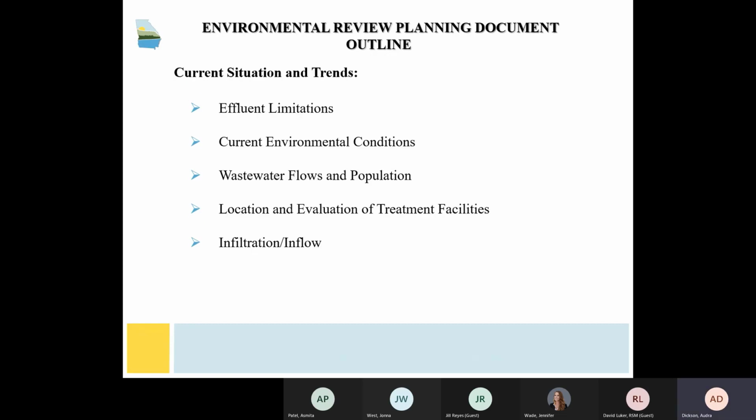The effluent limitations and the current performance of the facility, specifically if it's meeting its permit limits, should be included in the document. Actual effluent characterization and any observed trends in the effluent, current population, and how that relates to the current wastewater flows should be included in the planning document. And then if the project scope involves upgrades to aging equipment or an expansion, this should be discussed and the issues surrounding that project.